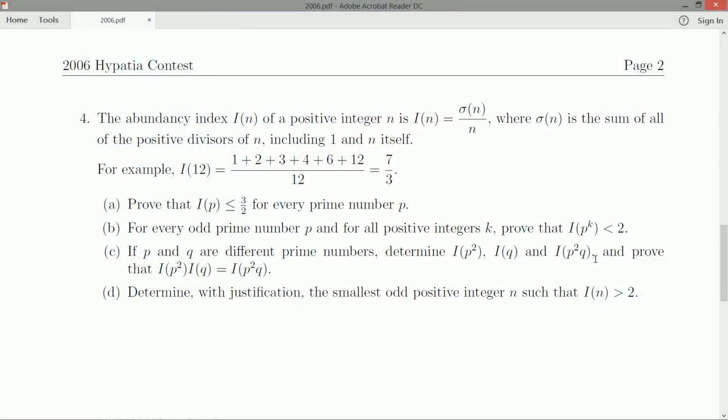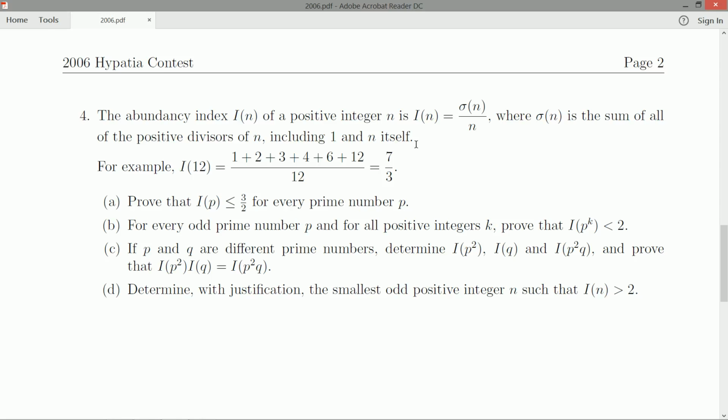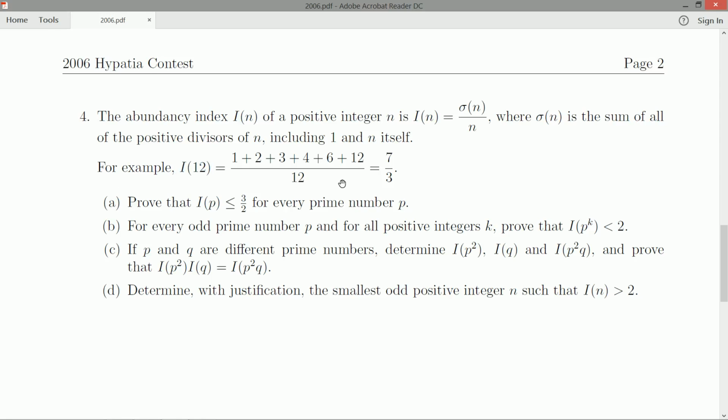Alright, so question number 4. The abundancy index, I(n), of a positive integer n is sigma of n over n. Oh, look, another function. Where sigma is the sum of all of the divisors of n, including 1 and n itself. Okay. For example, I have 12. Well, here are all the factors of 12: 1 plus 2 plus 3 plus 4 plus 6 plus 12, divided by 12 itself, and we get 7 over 3.